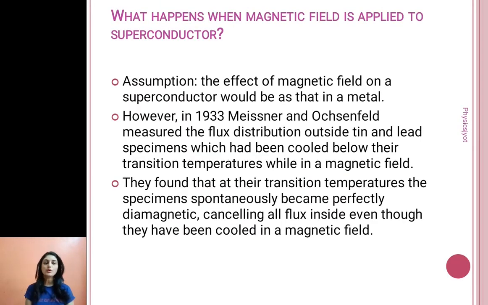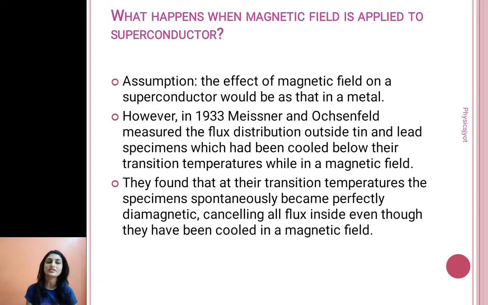Today what we are going to learn is what happens when a magnetic field is applied to a superconductor. Earlier it was assumed that the effect of a magnetic field on a superconductor would be the same as the effect on a metal.